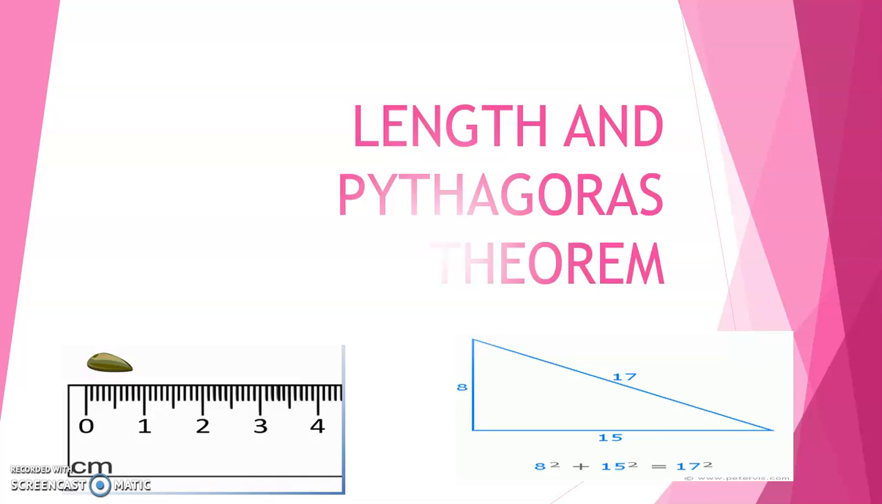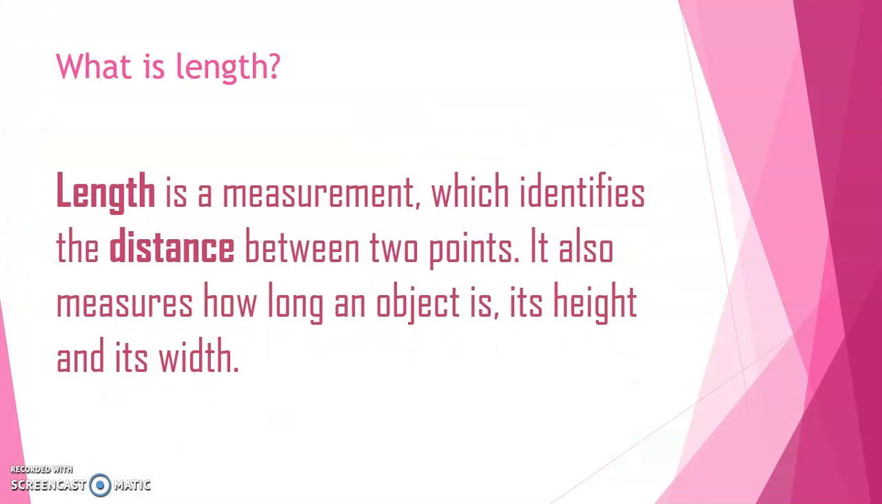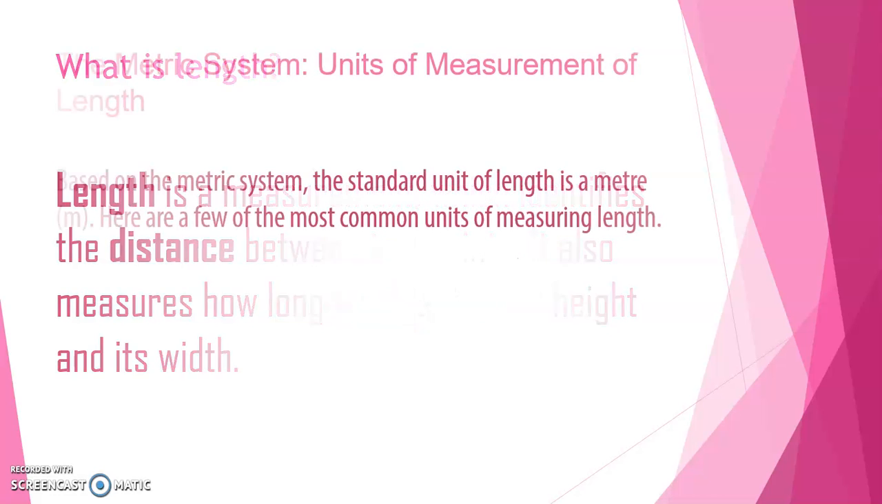So, first of all, what is length? Length is a measurement which identifies the distance between two points. It also measures how long an object is, how high an object is, and how wide an object is. So it talks about the length of an object, its height, and its width.